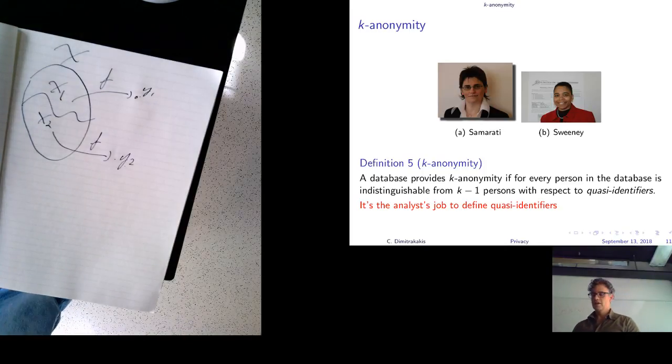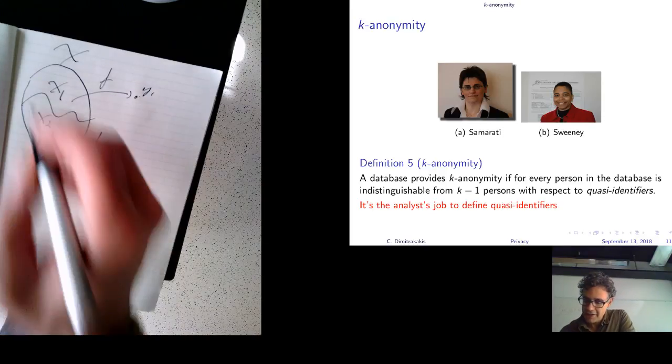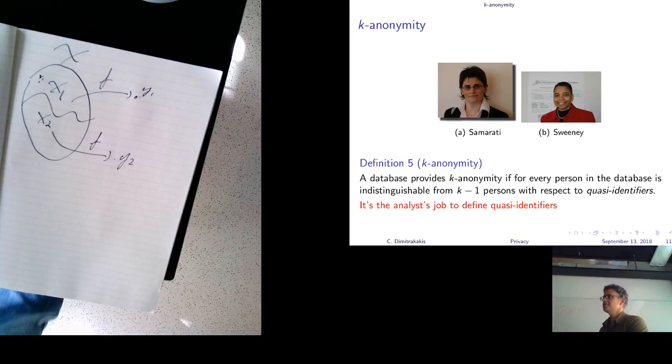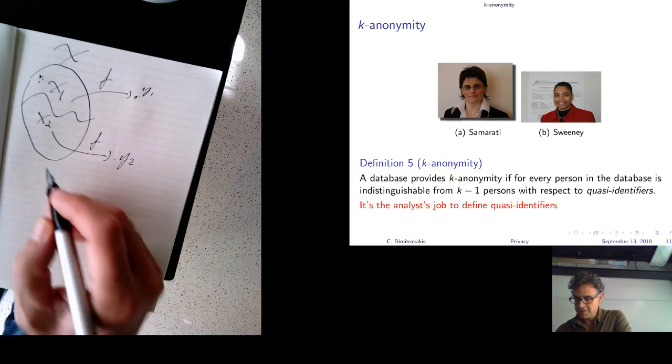Let's say that you know something more. Let's say that you know that the data either came from this point here, this point here, or some point there.